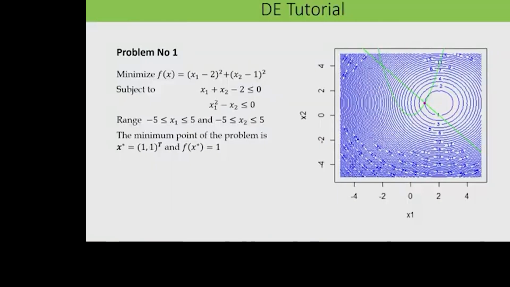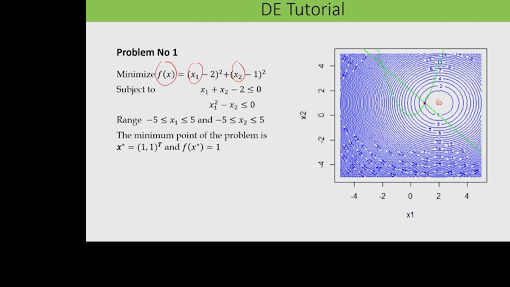The first problem is a minimization problem. It is a minimization of f(x), a function of two variables, x1 and x2: (x1 minus 2) whole squared plus (x2 minus 1) whole squared. The unconstrained optimal solution of this problem is 2 and 1, somewhere here.